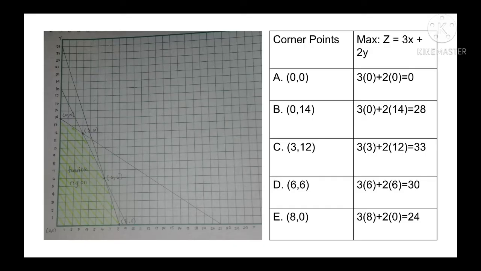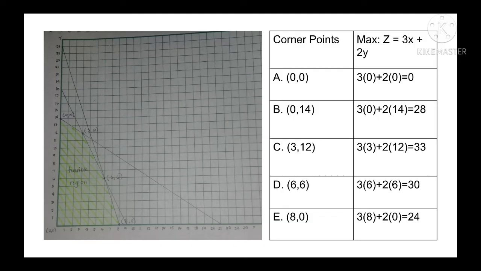To decide which one is optimal, we will find the coordinates of the points. At the corner point A, the coordinates are (0, 0). At B, (0, 14). At C, (3, 12). At D, (6, 6). And at E, (8, 0).